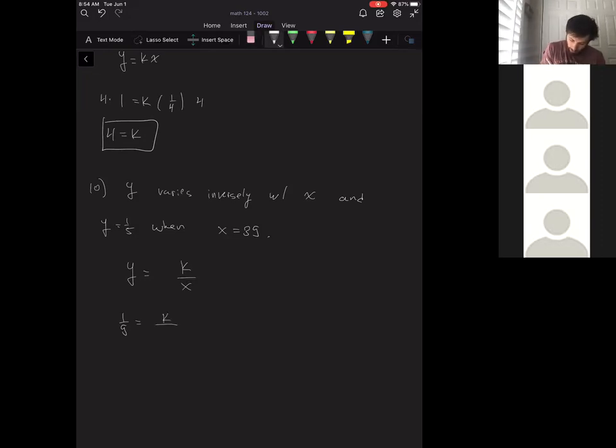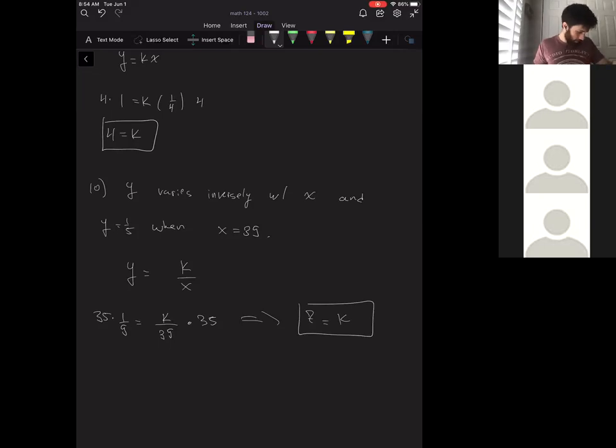When x is equal to 35, so we have a 35 up here. If we want to solve for k, all we do is multiply by 35. So multiply by 35, multiply by 35. On the left-hand side, we have 35 divided by 5, which is 7. And on the right-hand side, the 35's cancel, so we're just left with k. So we have 7 is equal to k.